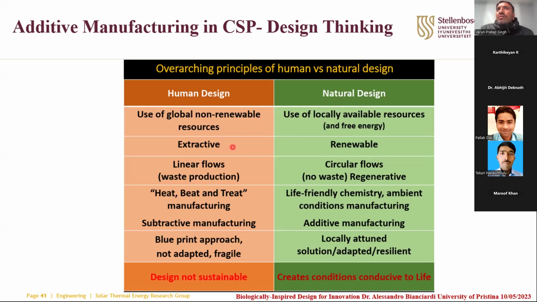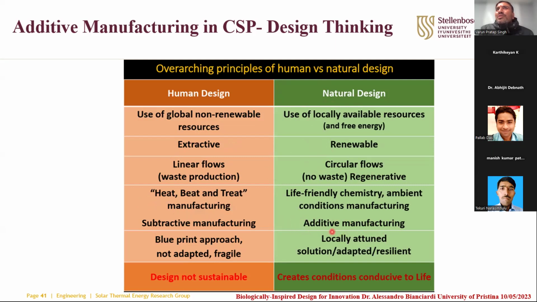Okay, so see, mostly human designs are extractive, whereas nature does the renewable thing. We always think in a linear flow with waste production, but nature thinks in a circular way. So circular economy, circular loop, circular things, from where did this word come? From nature, definitely. And our manufacturing funda is heat, beat, and treat. At the same time, that's how we do subtractive manufacturing most of the time, and nature does additive manufacturing.